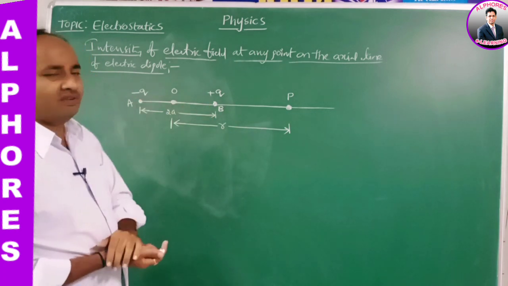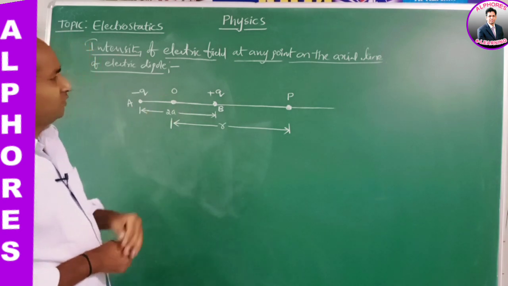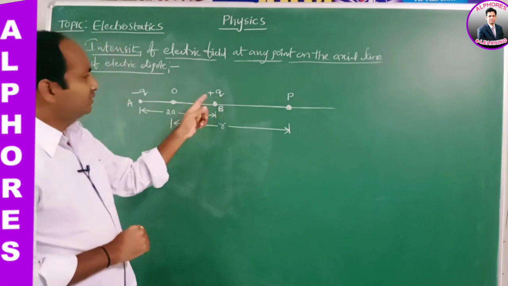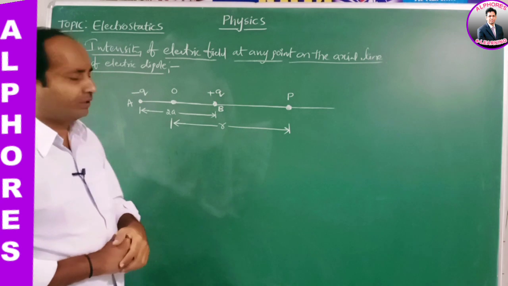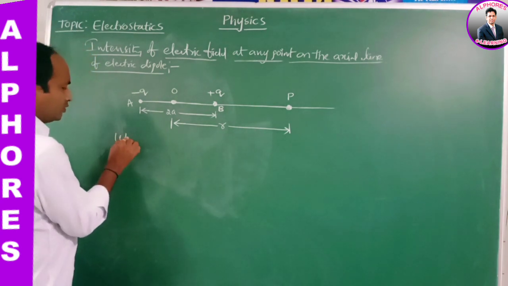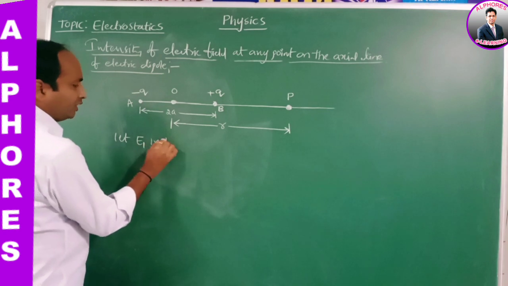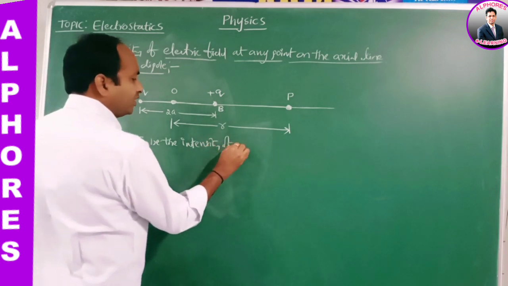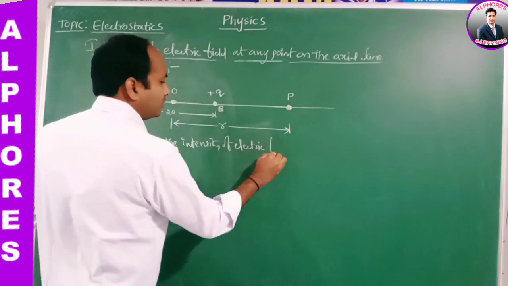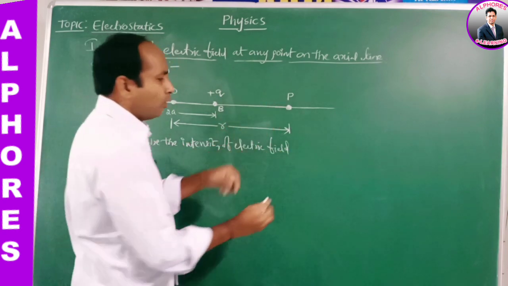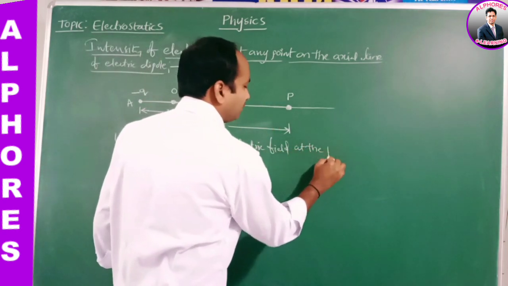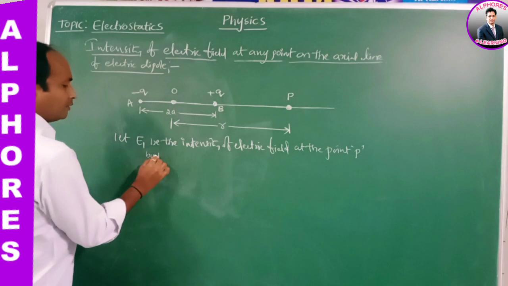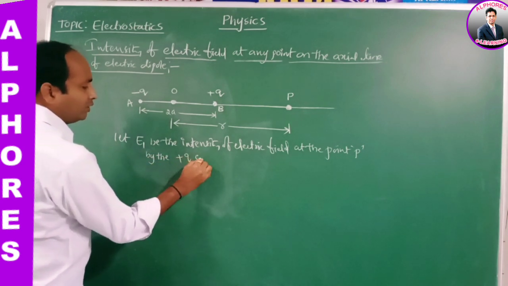Now, what is the dipole having here? Two charges. So first of all we should calculate the intensity of the electric field by the positive charge at the point P. Here, write: let E1 be the intensity of electric field at the point P by the plus q charge.